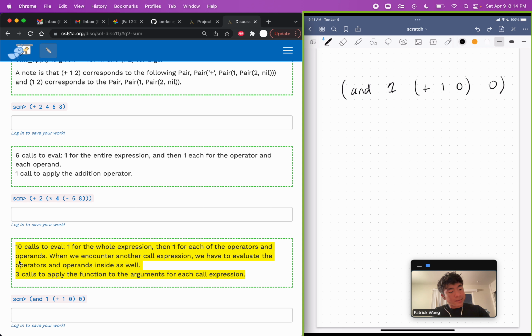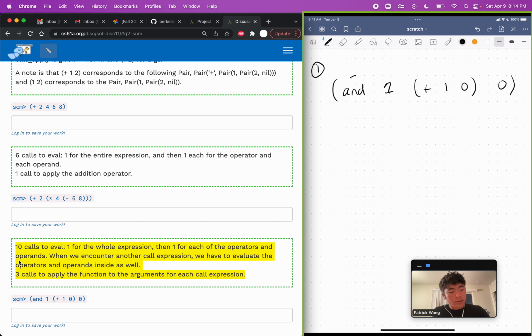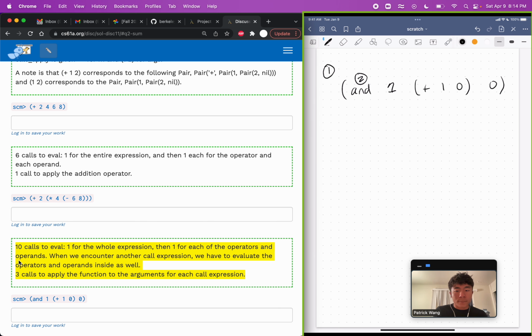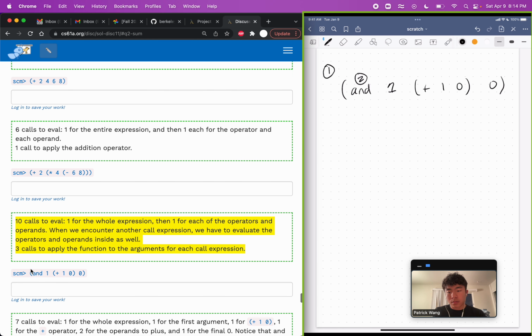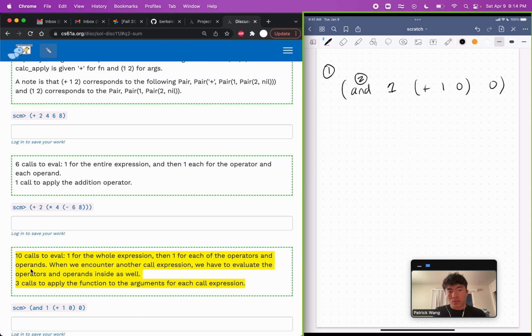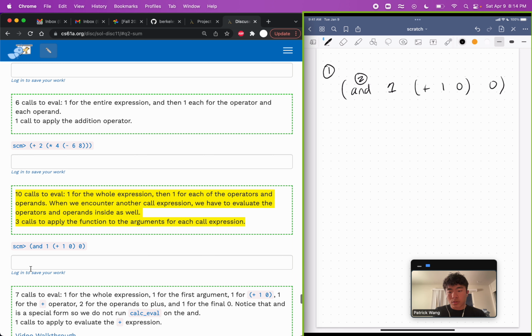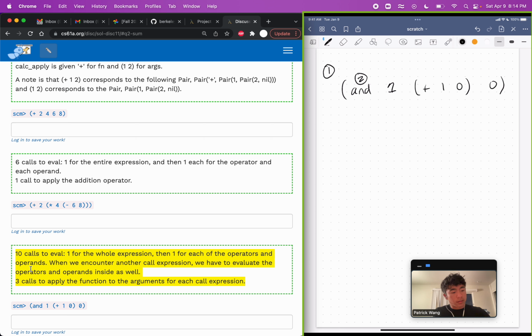So first we start with evaluating the entire expression. So that's a 1, that's our first eval. And then we want to check what AND is. Okay, yeah, so we're going to check, my bad. And so we're going to evaluate what AND is. And AND corresponds to this AND function. And we find out that it is a special form. And so what we're going to do here is we're going to call our special form function.